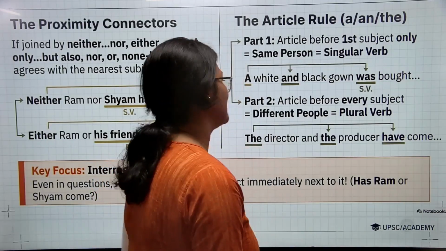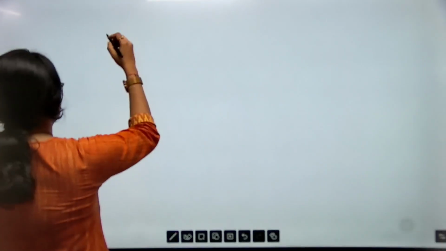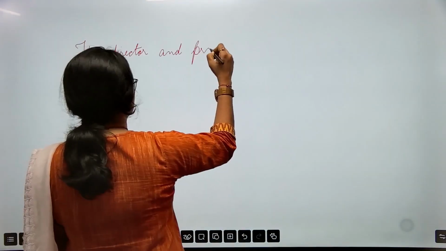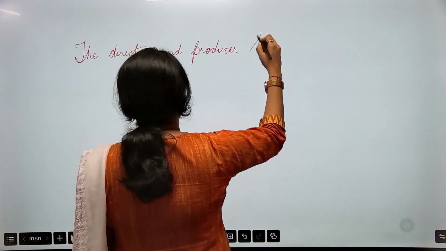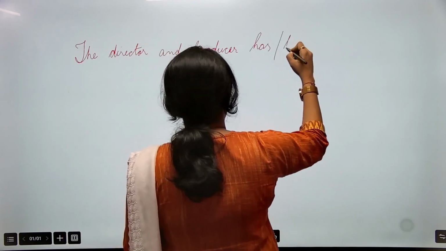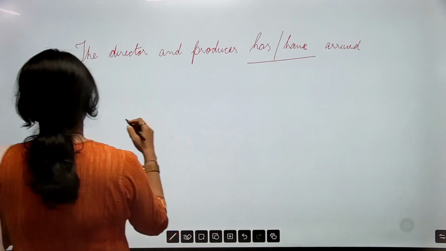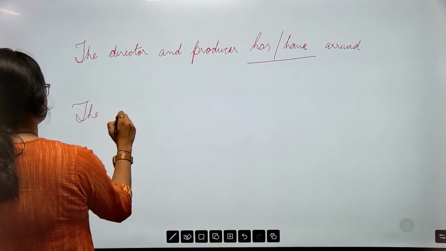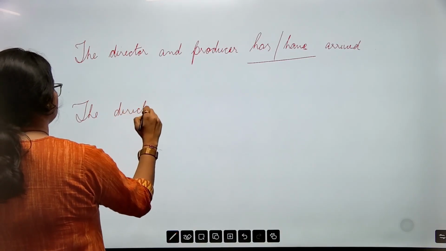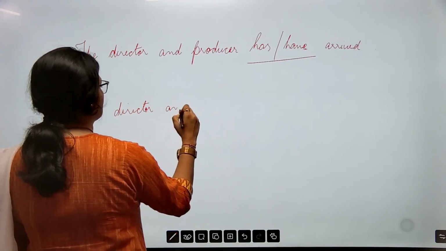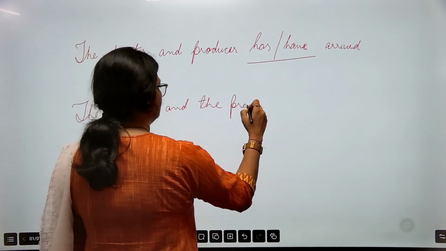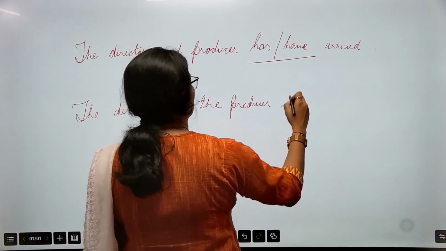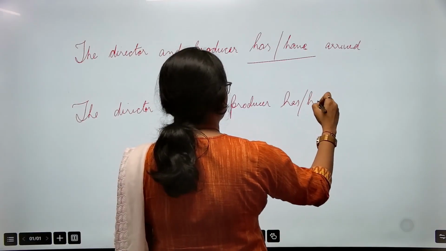Let's simplify this with an example. I will write one sentence with an article. The director and producer, will it be has or have arrived? Another sentence, the director and the producer, will it be has or have arrived?